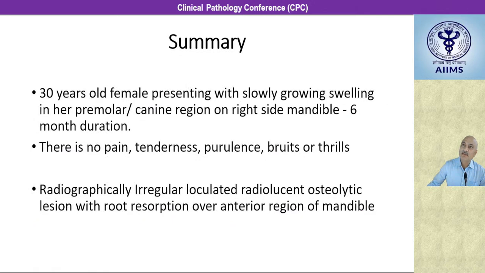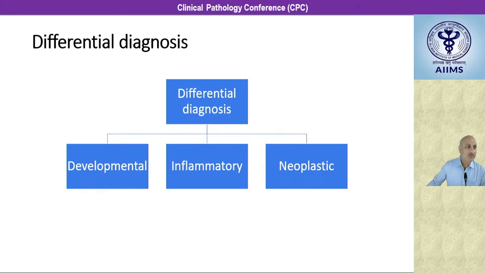So just to summarize, a 30-year-old female presented with a slowly growing swelling in the premolar or canine region of the mandible of 6 months duration. There is no pain, tenderness, or purulence. Radiographically, there is an irregular loculated radiolucent osteolytic lesion with root resorption over the anterior region of the mandible. So now coming to the differential diagnosis, what it could be.